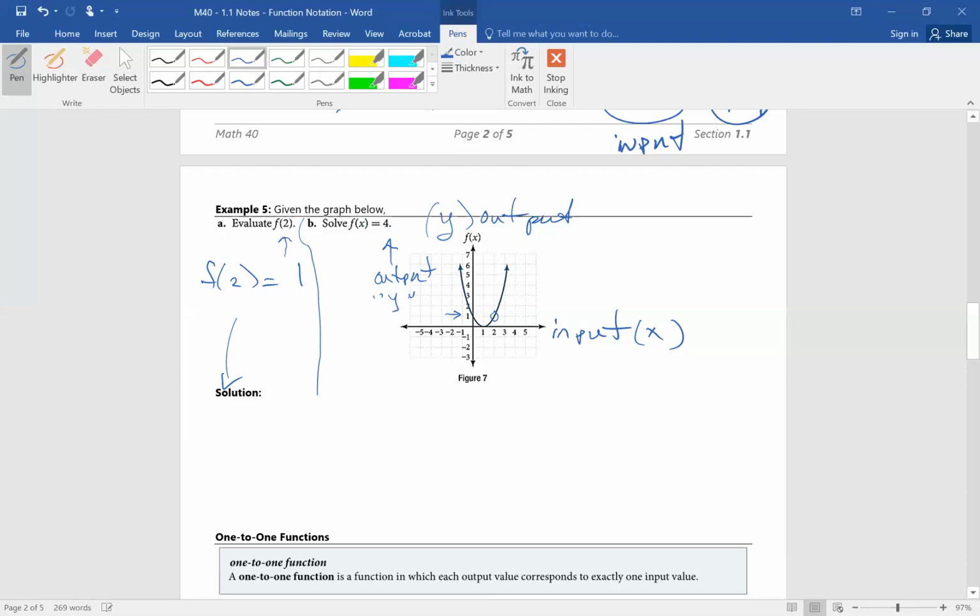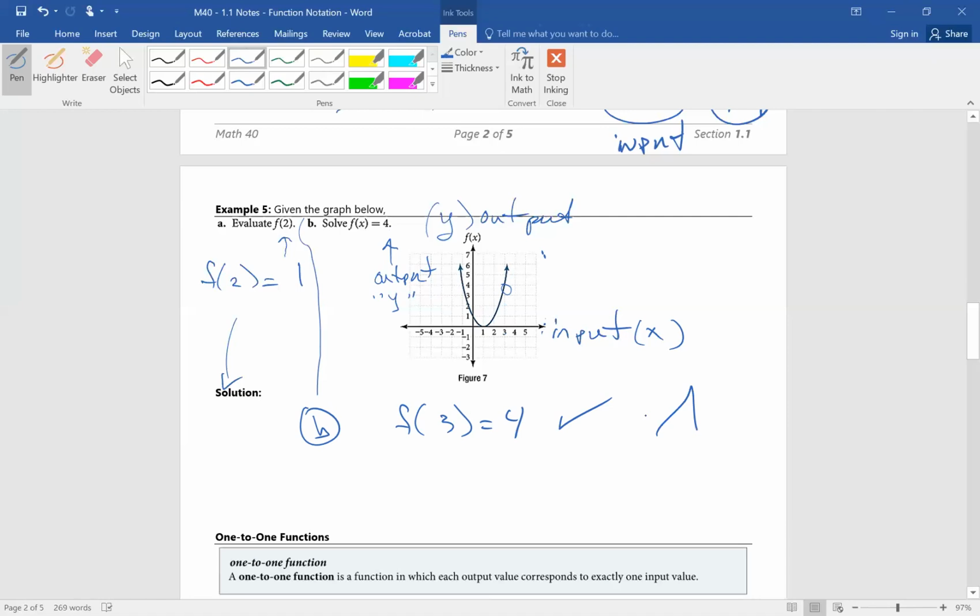So on your graph, if I erase my previous work, on your graph, you can find that the y value of 4 is 4 here. So for an answer, when y is 4, my input's 3. So for a solution for part B, you can say that, and that would be correct.